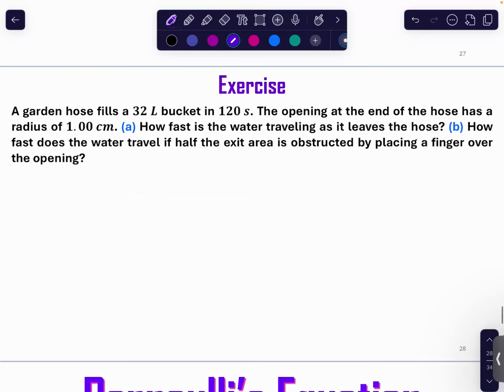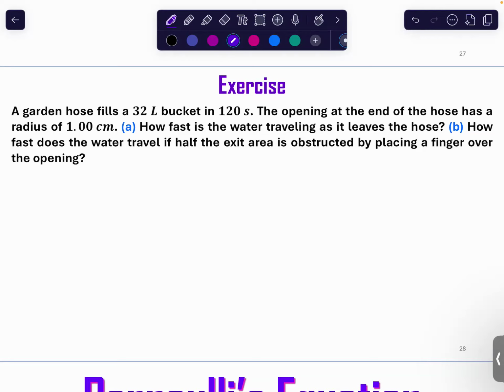Okay. A garden hose fills a 32-liter bucket in 120 seconds. The opening at the end of the hose has a radius of 1 centimeter. A, how fast is the water traveling as it leaves the hose? And B, how fast does the water travel if half the exit area is obstructed by placing your finger over the opening? We've all done that in the summer. It needs to go a little faster, doesn't it?